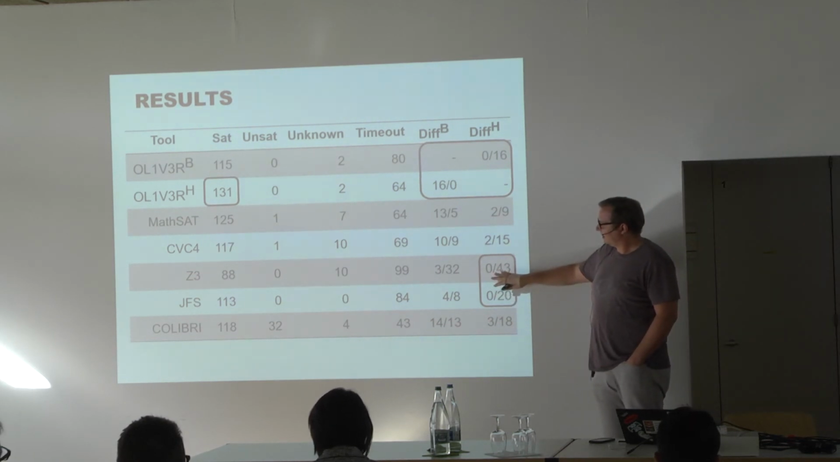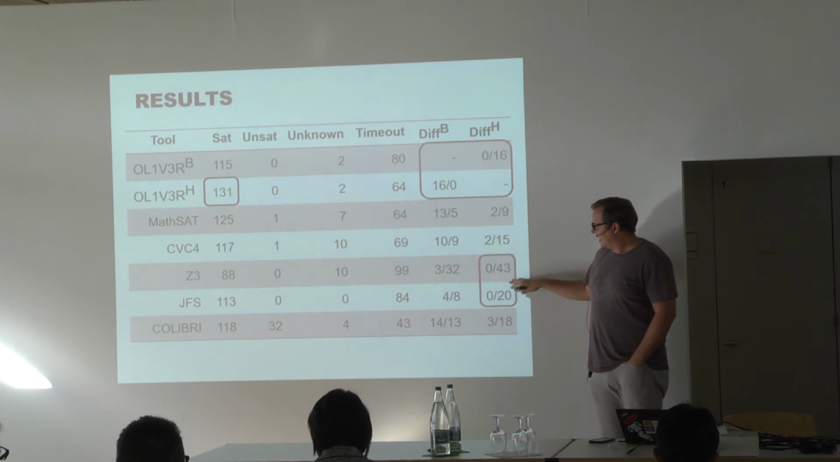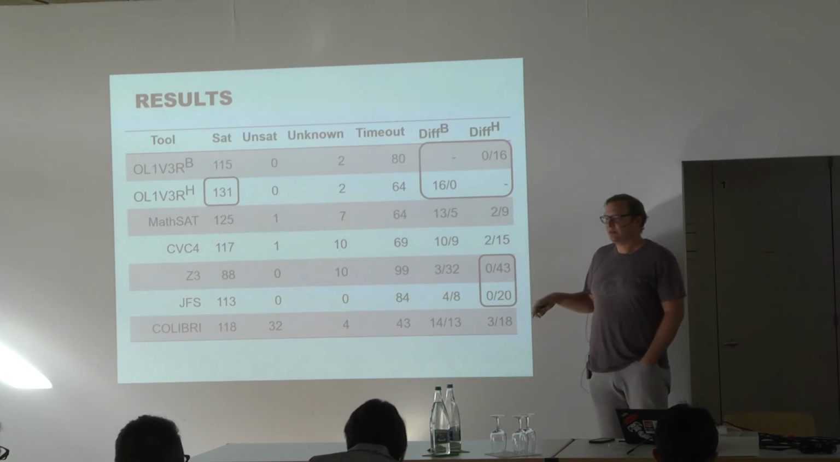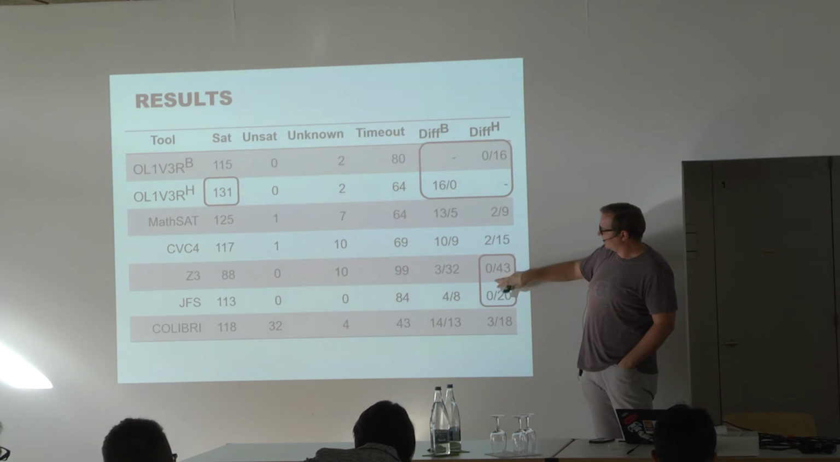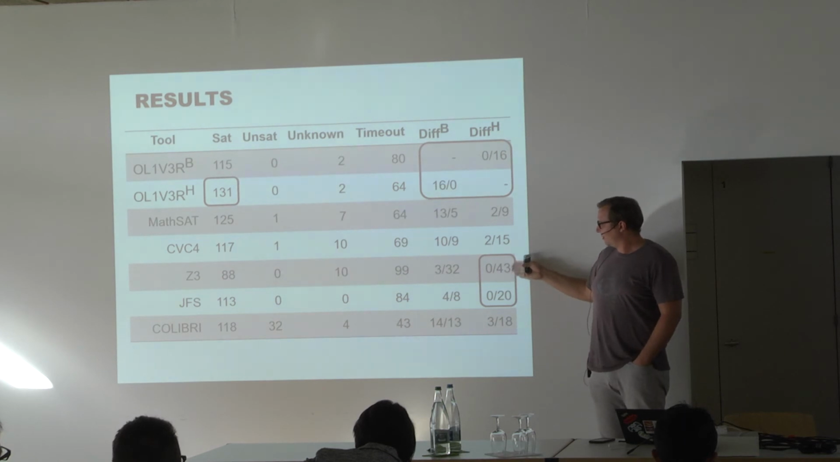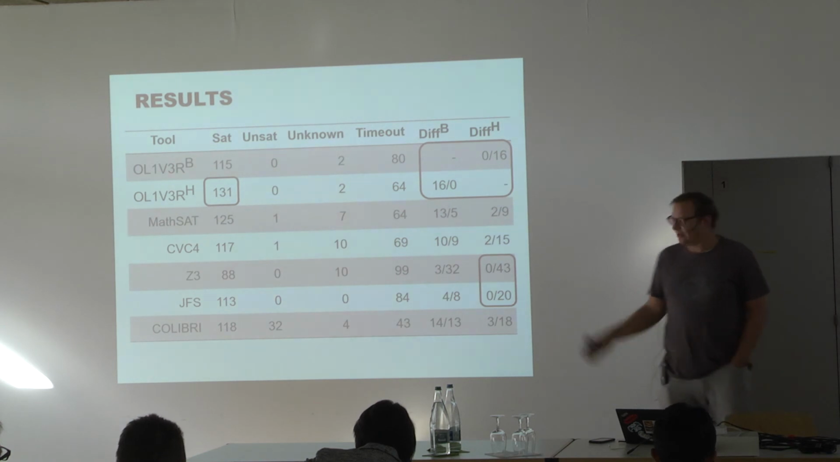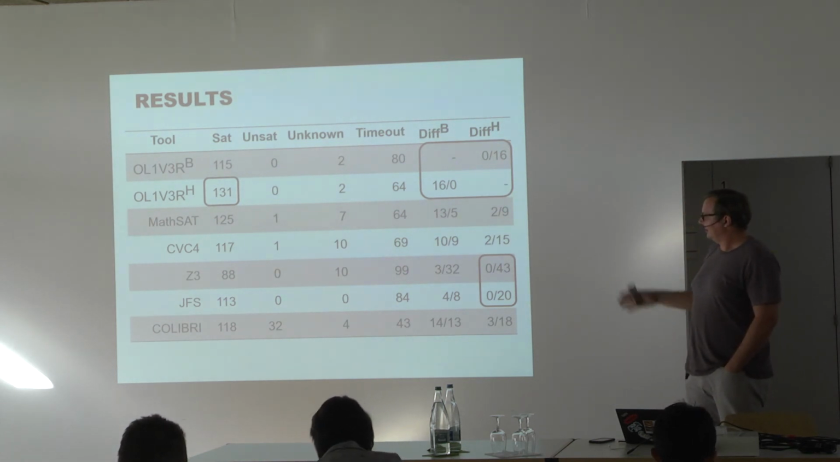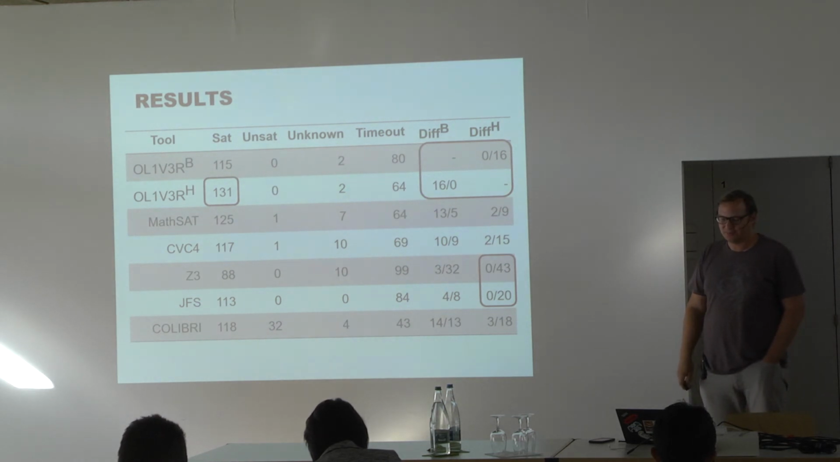I would say the more mature tools in this space are Z3 and JFS. When compared to them, this column shows how many benchmarks are solved by Oliver but not by these tools. This means that Oliver can solve all the benchmarks that Z3 and JFS can solve. On top of that, it solves 43 more benchmarks than Z3 and 20 more benchmarks than JFS. So, when I saw this table, it's really encouraging, and I will continue working on this and try to improve it further.